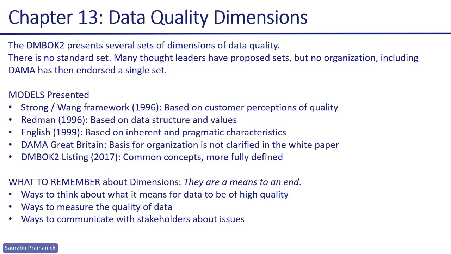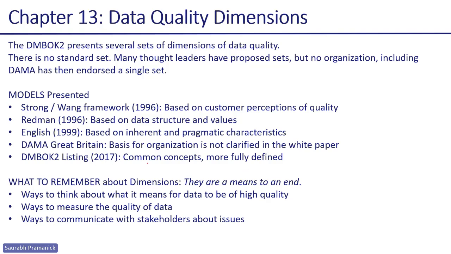And in 2009, DAMA UK produced a white paper that described 6 core dimensions: completeness, uniqueness, timeliness, validity, accuracy, and consistency, to make it very simple and short. And in 2017, some of the common concepts were more fully defined and elaborated, so everyone who is reading through it would be able to understand.